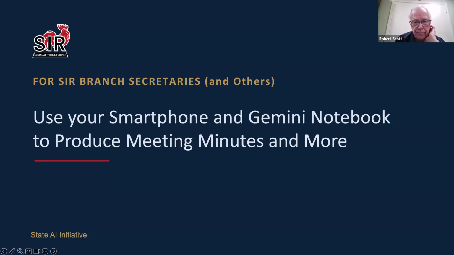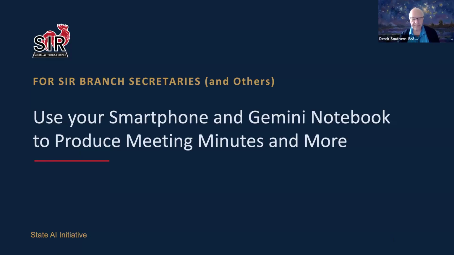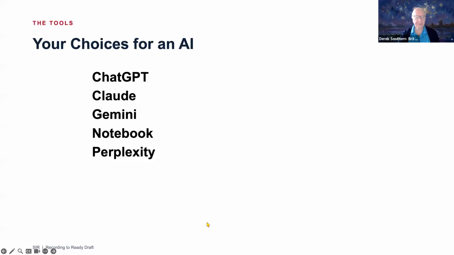Great. So the specific topic is using a smartphone and a product called Gemini Notebook to produce meeting minutes. And when I say meeting minutes, as John just alluded to, it's not just meeting minutes. You can do a hell of a lot of different things with just Gemini Notebook. And I'll gloss over most of them, but I'll show you some of the things we can do.